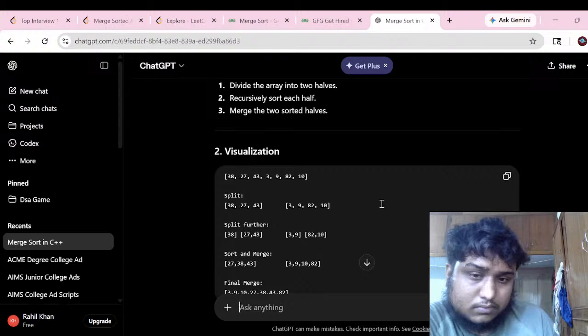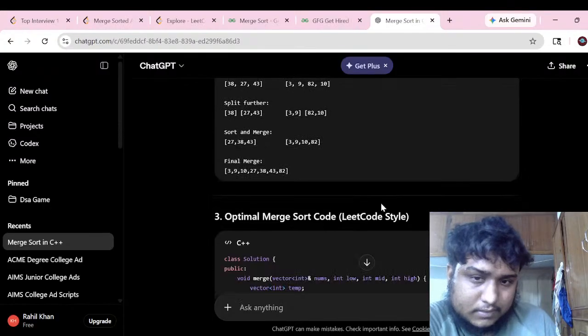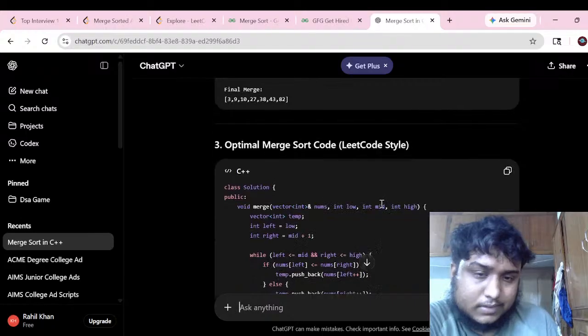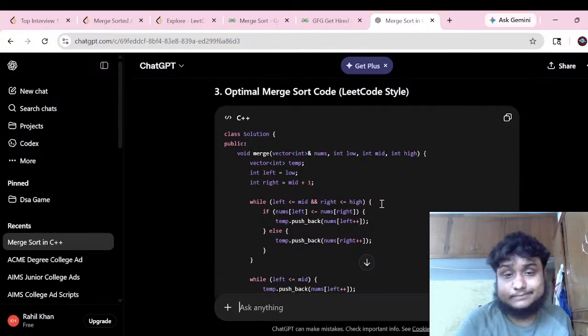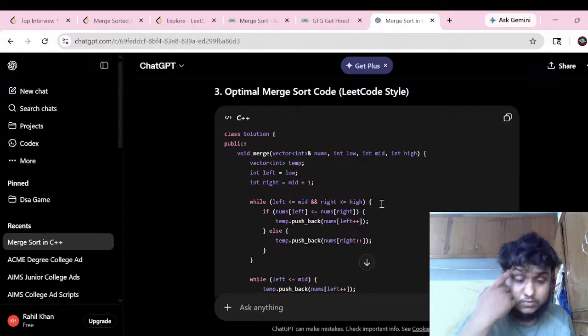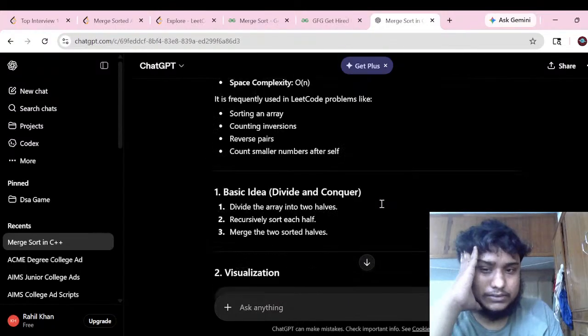अच्छा पहले इसको स्प्लिट करना है, फिर दो को स्प्लिट करना है, फिर तीन को स्प्लिट करना है, फिर सब फाइनल मर्ज, सॉर्ट एंड मर्ज. पहले ऑप्टिमल मर्ज सॉर्ट कोड देखना है. ओके, वेक्टर लेफ्ट इक्वल्स टू लो. तो फर्स्ट तो ये है ऑप्टिमल मर्ज सॉर्ट कोड लीटकोड स्टाइल.